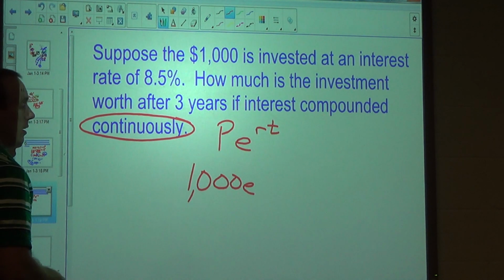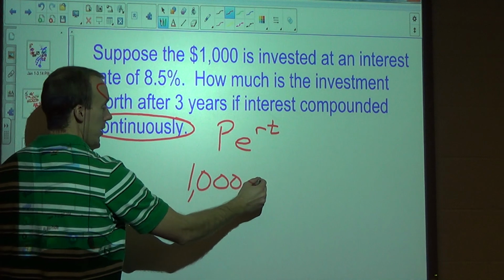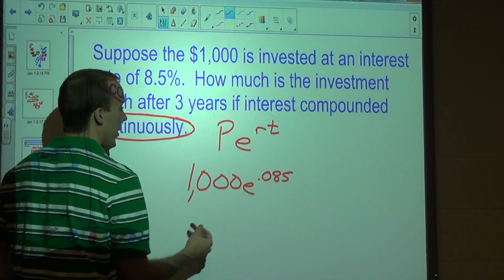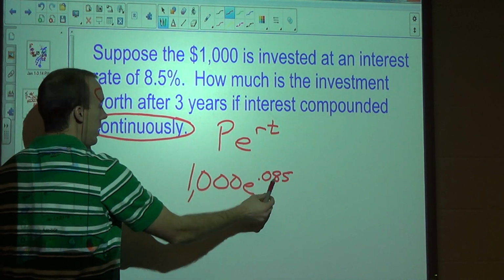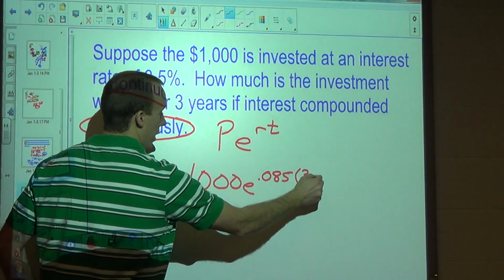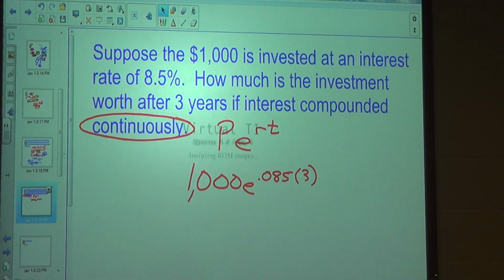What's my rate? 8.5. Is that all right, 8.5? Well, 0.085. You will have to remember to convert it, we always convert the percent to a decimal. And then how long? 3. This one's nice, we just take it in my calculator like that. Punch it all in.